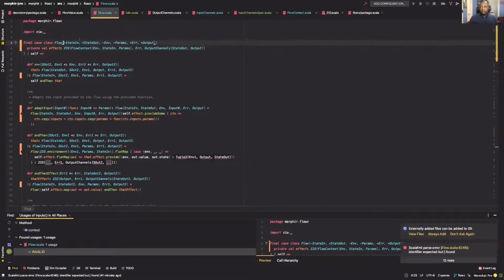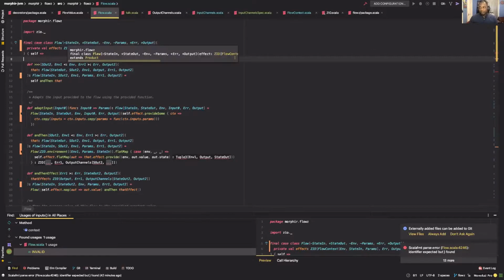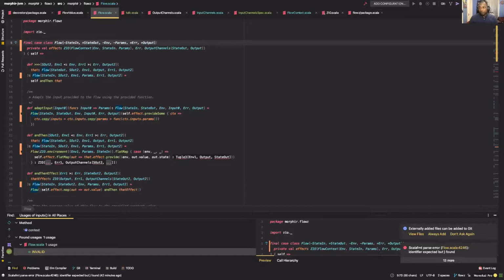And what we did is, well, we started to outline what are the channels that we're dealing with. We're dealing with, of course, the state, which is our input state. We're dealing with output state. We're dealing with the environment. We're dealing with parameters, and we're dealing with errors and outputs. I didn't name them R, E, and A, but to help ease the pain for developers who weren't necessarily used to this style, we used concrete names.